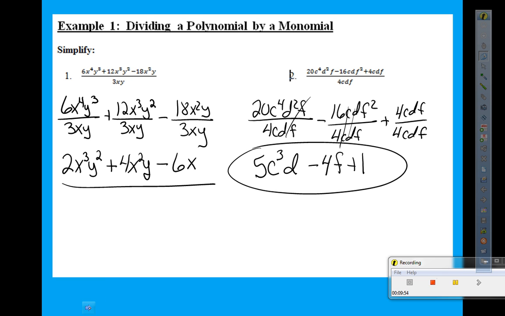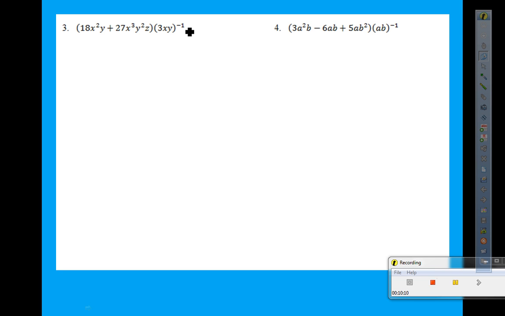Take a peek at number 3 and number 4. I'm only going to do one of them with you for the sake of time on the video. But number 3 and number 4 are the same thing as number 1 and number 2. They're just written differently. Notice this quantity 3xy to the negative 1. Since that's a negative exponent, I can put it in the denominator. So I'm going to get rid of this, but I'm going to put 3xy right there.